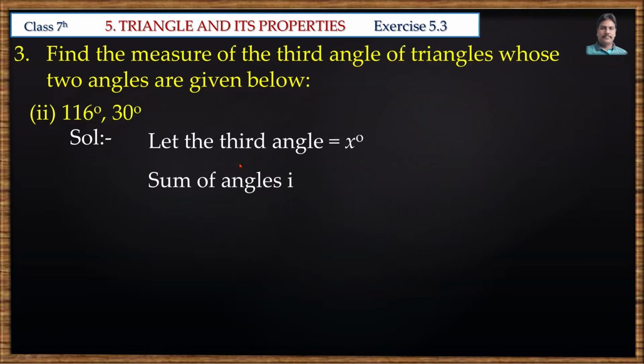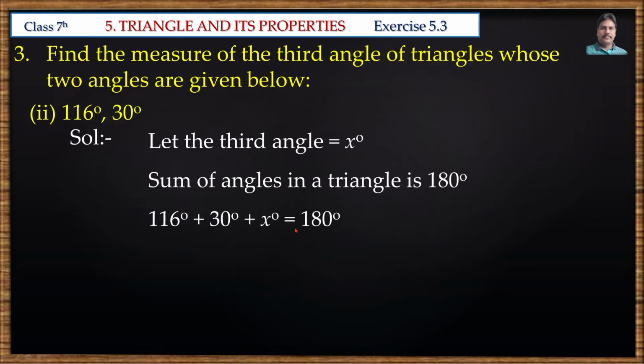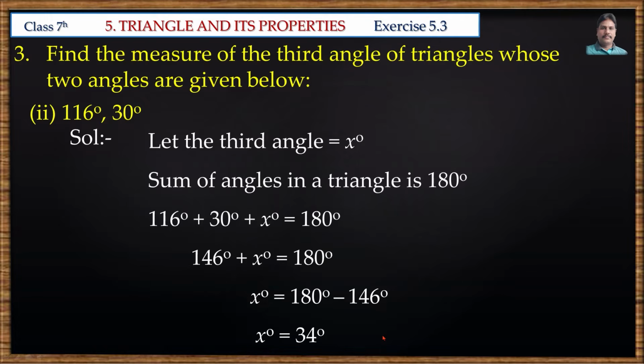Sum of the angles in a triangle is 180 degrees. Therefore, 116 plus 30 plus x is equal to 180 degrees. 116 plus 30 becomes 146, plus x is equal to 180 degrees. Transpose 146 to the right side, x is equal to 180 minus 146. Therefore, x is equal to 34 degrees. 34 degrees is the third angle in the required triangle.